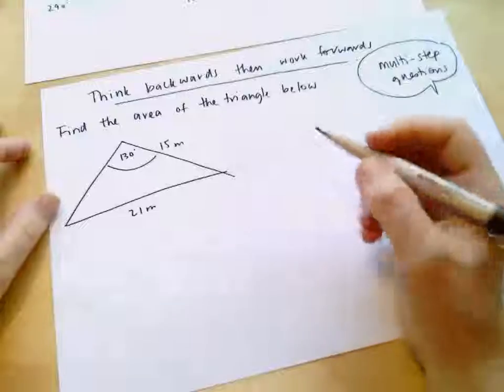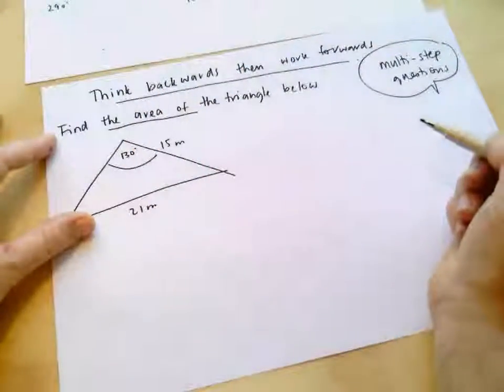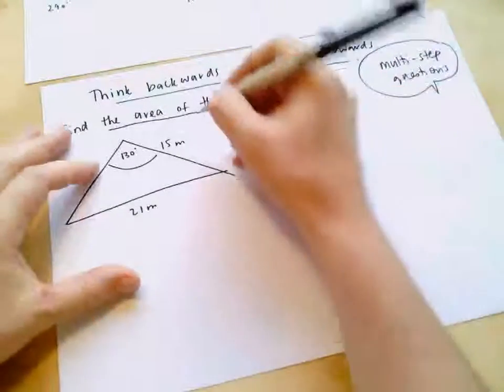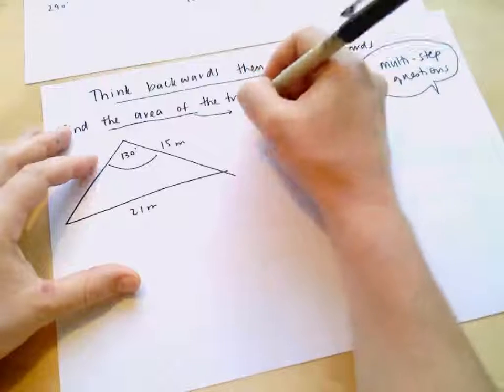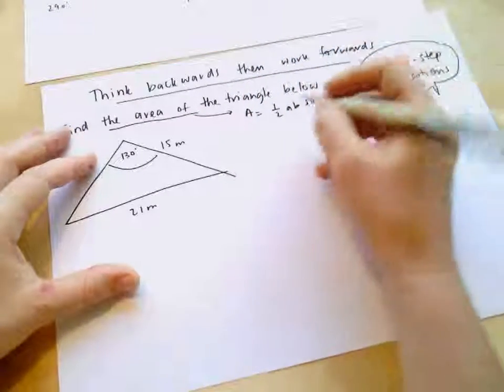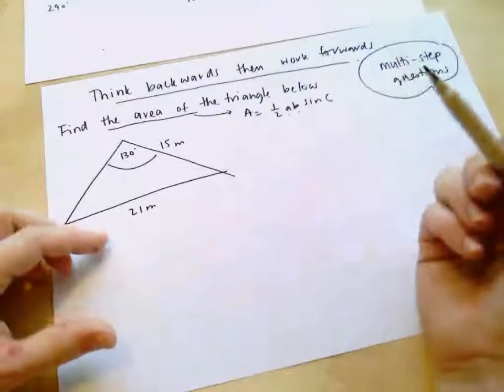So I'll explain what I mean in terms of this question. This question says find the area of the triangle below. Now it actually looks like a pretty straightforward question because you think, oh, area, no problems. I'm going to use the formula, area equals half ab sine C. And you think, I need two sides and one angle. Well, that looks good, two sides and one angle.